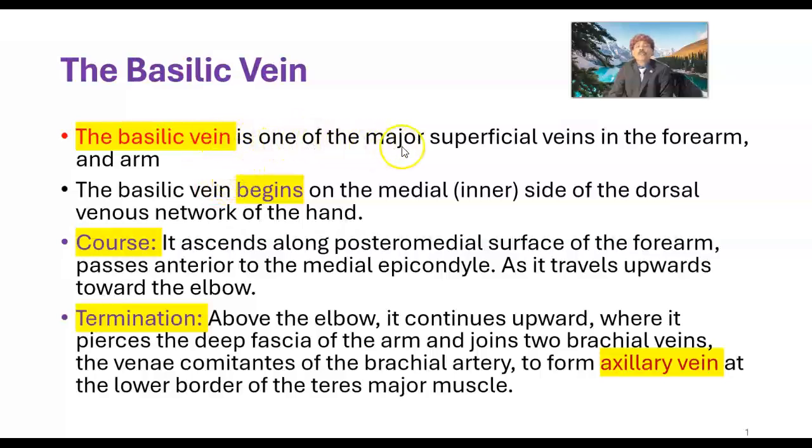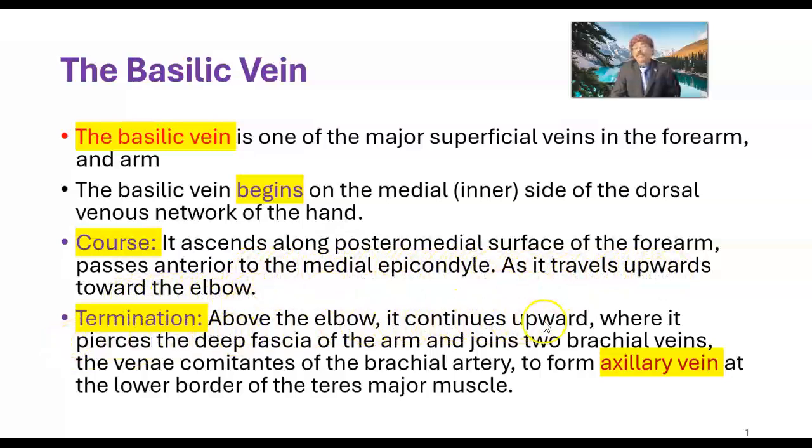The basilic vein is one of the major superficial veins in the forearm and arm. The basilic vein begins on the medial side of the dorsal venous network of the hand. So this is the dorsal venous network, and the medial aspect will have formation of the basilic vein course. It ascends along the posteromedial surface of the forearm, passes anterior to the medial epicondyle as it travels upwards toward the elbow.